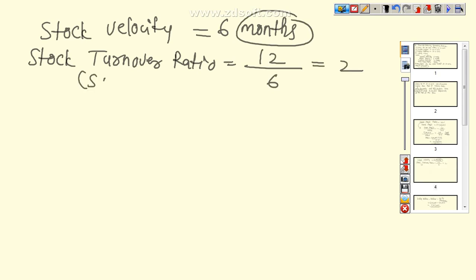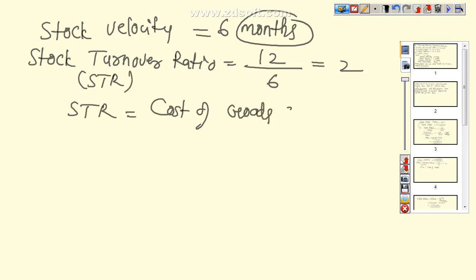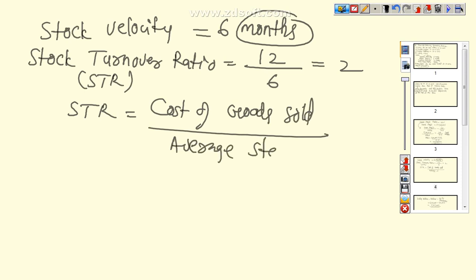Now STR is equal to cost of goods sold upon average stock. There are two formulas to calculate cost of goods sold. One is opening stock plus purchases minus closing stock. The second one is sales minus gross profit. But according to the question, we can apply the second formula.